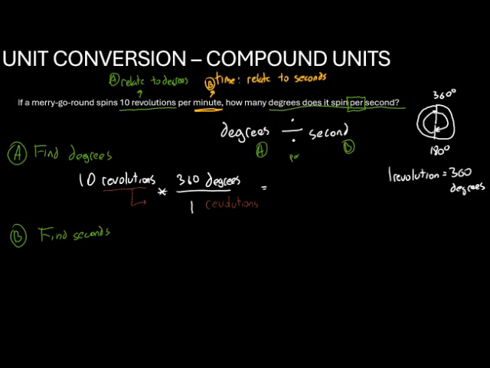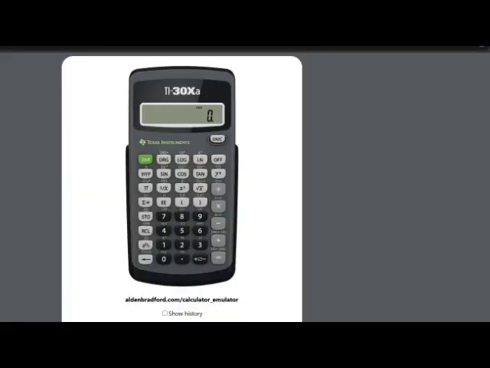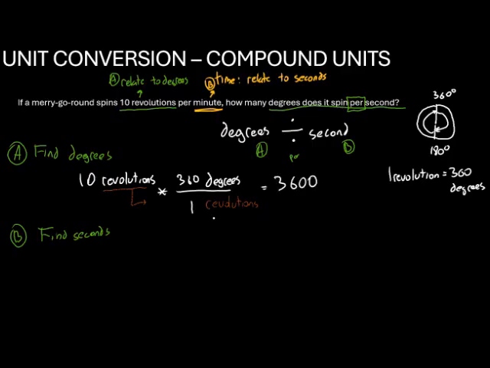Let's go to the calculator now. We take 10 and multiply by 360. When we press enter, we get 3,600. We'll note that this 3,600 must be degrees. This is because the revolutions will cancel out since you started with revolutions and put revolutions on the bottom. This will be our answer for part A.